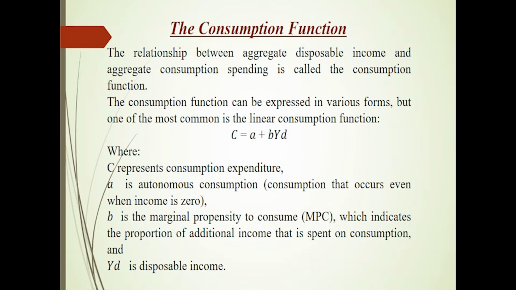Generally there are various equations when we write the consumption function, but one of the most common is the linear consumption function. So, when we write the equation, C = α + βYd. Here C is the consumption, α is autonomous consumption, β is the MPC or coefficient of income, and d represents disposable. So, income is disposable income.